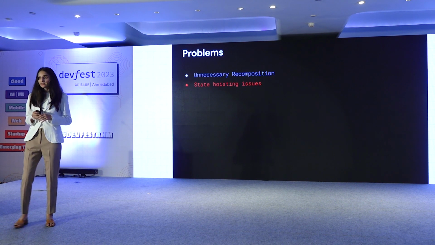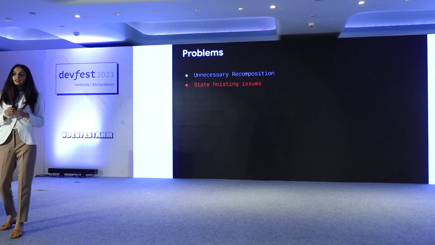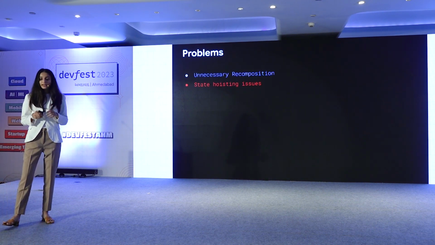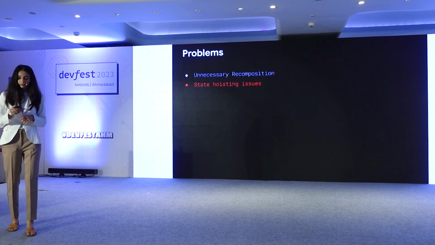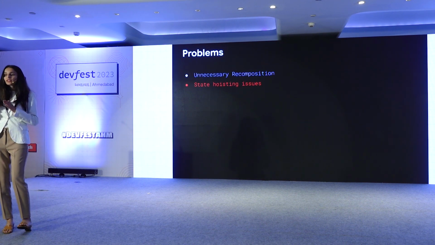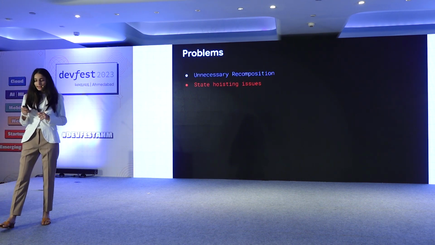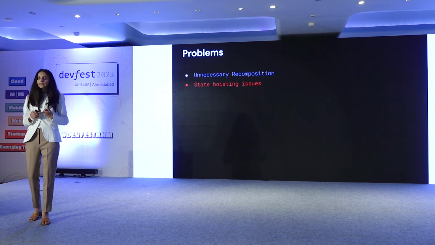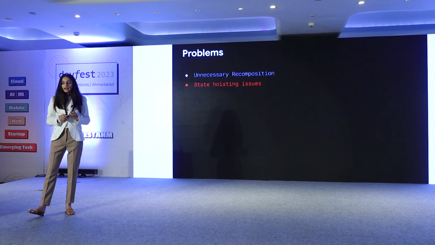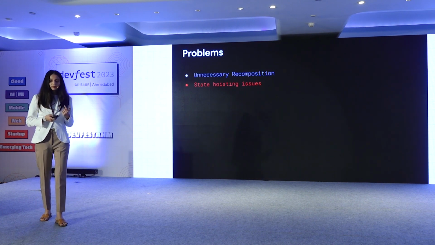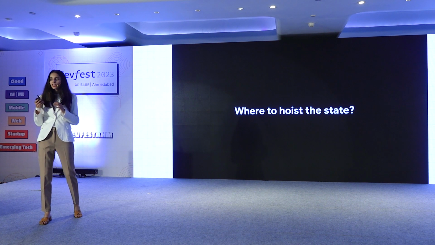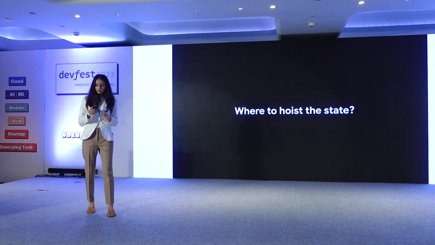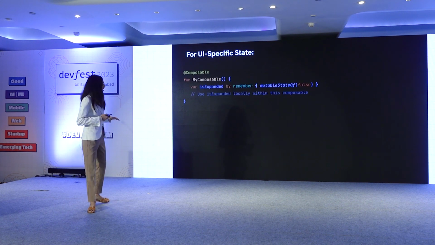State hoisting, as Adit Lal says, is important, and it is a pattern that moves the state from a composable to its caller. The goal of state hoisting is to make the composable stateless. Using that, we can get reusability, a single source of truth, and better performance. So the question when we work with a large scale application is where to hoist the state. For that, we have some answers.